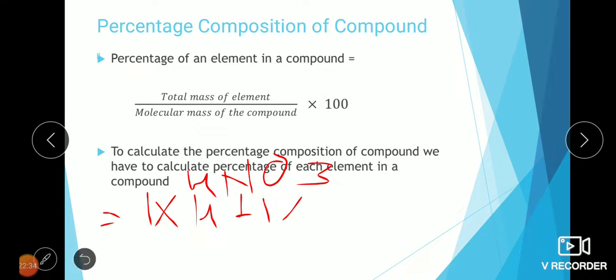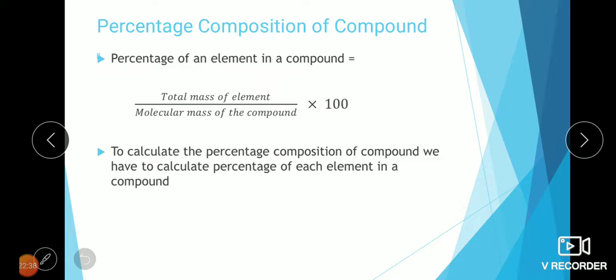Please copy down some of the chemical formulas for your self practice. For your self practice, you can write down the question. Find out the molecular mass of the compounds given below. I'll again repeat the question. Find out the molecular mass of the compounds given below. Your first compound would be methane, and the chemical formula would be CH4.